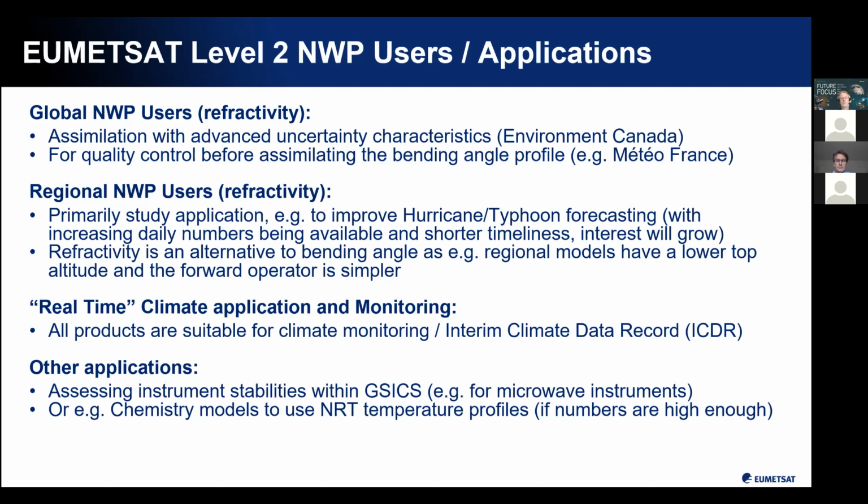Sean has shown COSMIC-2, which provides several thousand occultations per day, and there's also Spire. There are other observing systems, EPS-SG, in a few years from now. All these will, of course, provide more data in your smaller regional NWP model. The other application for refractivity in regional NWP is to use it as an alternative to the more complex bending angle operator, especially if the model has a lower top altitude.